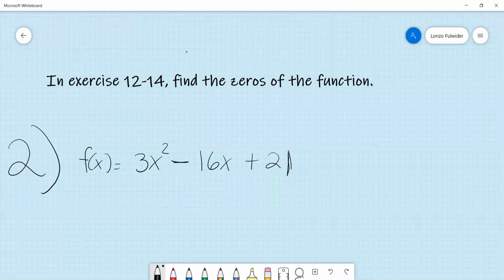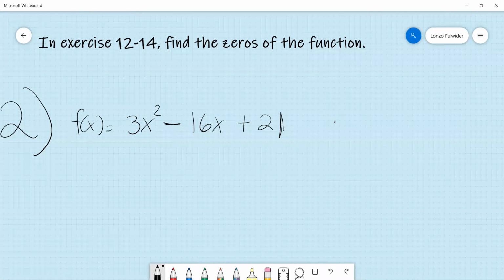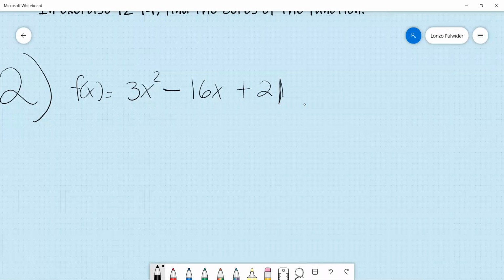Almost done. In exercises 12 through 14, find the zeros of the function. So they give us this quadratic. It has 3 terms, and it says find the zeros of the function. When they say find the zeros, they're literally saying find the x values or the x intercepts. So you're going to have to factor. So we have 3x squared minus 16x plus 21.